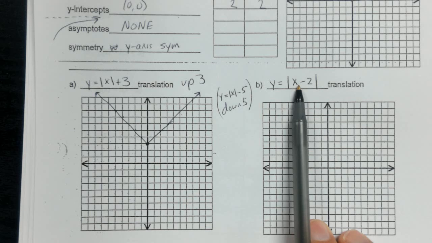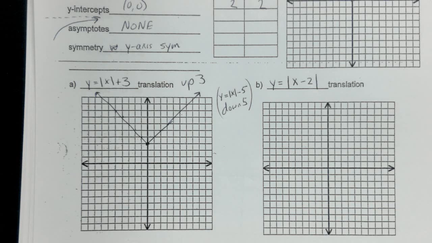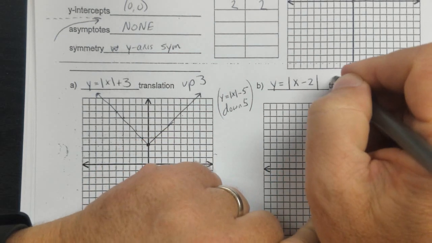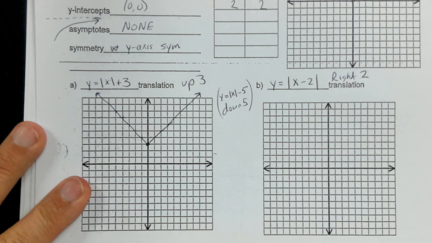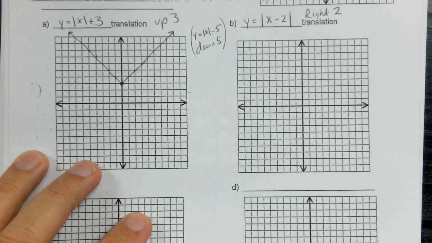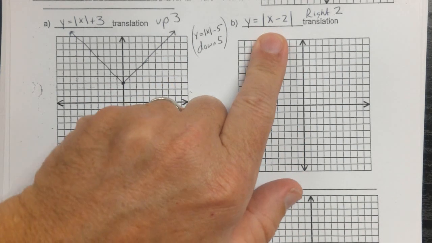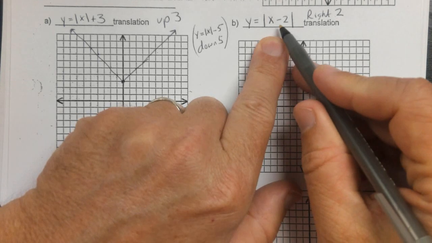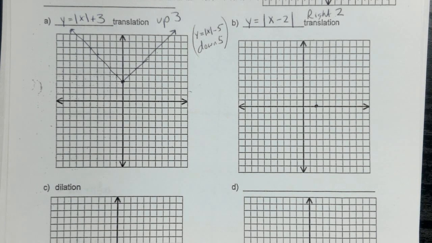It goes to the right too, which might feel backwards because x minus 2 feels like, well, minus 2 is that way, but the x stuff is always backwards. This is going to be right 2. You just need to convince yourself of that. Plug in x equals 2, and what do you get if you plug in 2 for x? If I plug in 2 for x, 0. So 2, 0, my graph has been shifted to the right by 2 spots.